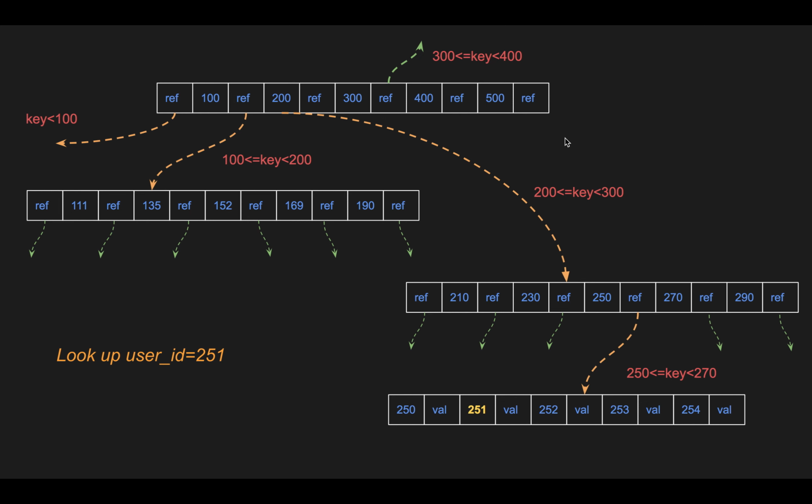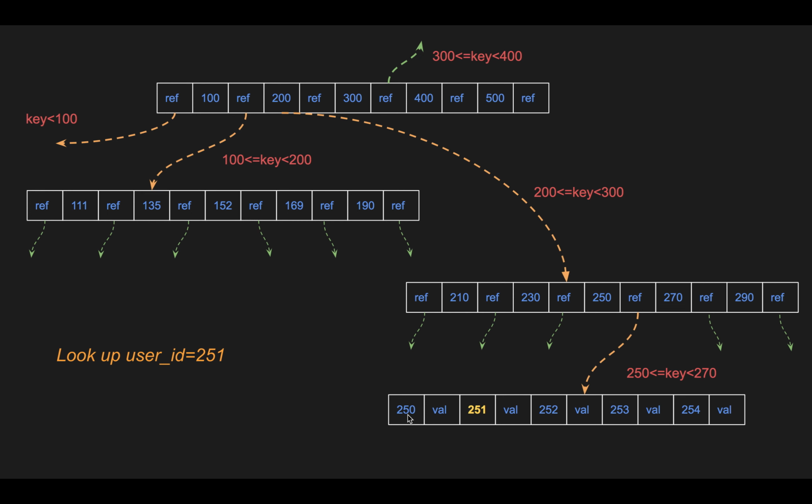Since we are looking for the key 251, we know that we need to follow the page reference between the boundaries 200 and 300. This reference between the keys 200 and 300 is pointing to one of the child pages. This takes us to a similar looking page, and this page further breaks down the range between 200 and 300 into further sub ranges. Eventually we get down to a page which contains individual keys, and this page is called a leaf page.